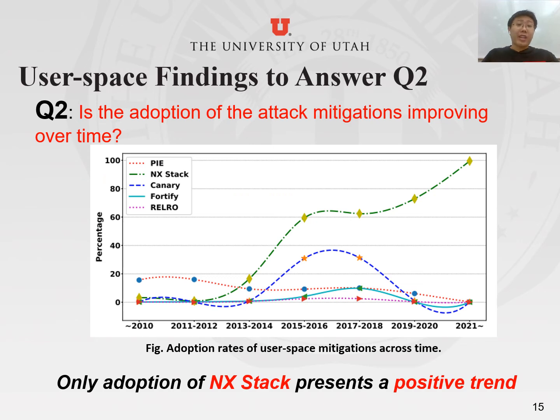So to answer the second question, we keep track of the mitigation adoption change over time. This figure presents the user space mitigation change from 2010 to 2021. We can see only the adoption of non-executable stack presents a constant positive trend. The others are not improving and even get worse.